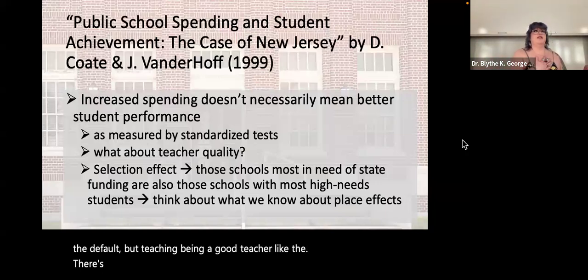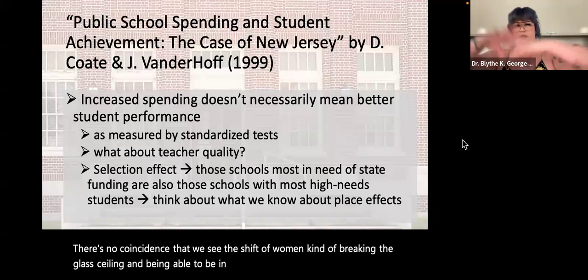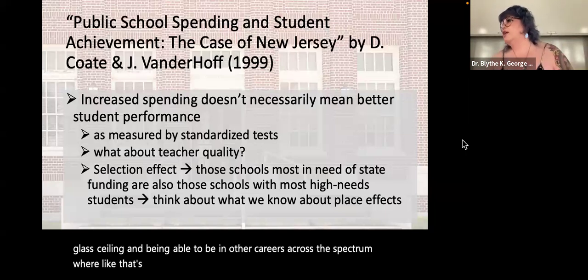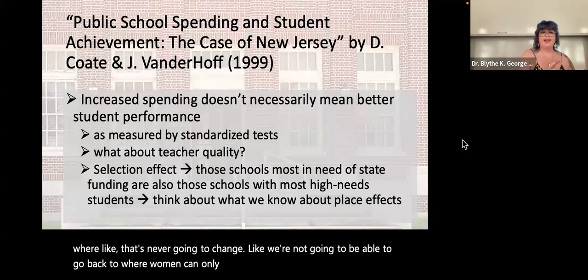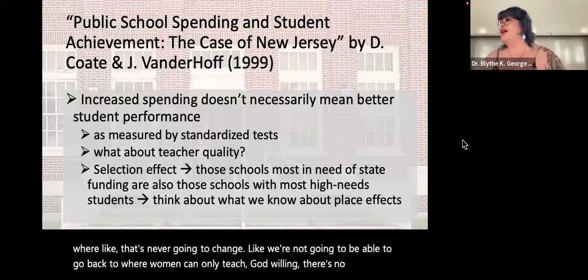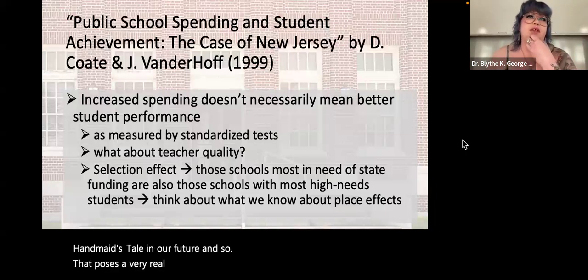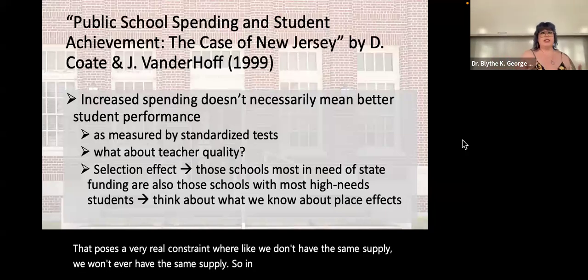there's no coincidence that we see the shift of women breaking the glass ceiling and being able to be in other careers across the spectrum, where that's never going to change. We're not going to be able to go back to where women can only teach, God willing. There's no Handmaid's Tale in our future. And so that poses a very real constraint where we don't have the same supply, we won't ever have the same supply. So in that context, what do we need to do?